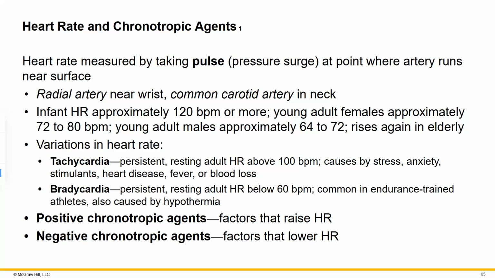Variations in heart rate: tachycardia is too high, bradycardia is too low. Positive chronotropic agents are factors that raise heart rate, and negative chronotropic agents are factors that lower heart rate.